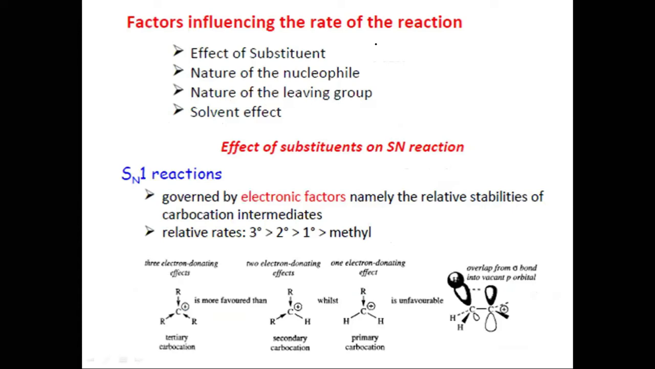Next, coming to the factors which affect the SN1 reaction: the factors influencing the rate of the reaction in SN1 and SN2 are the effect of substituents, the nature of the nucleophile, the nature of the leaving group, and the solvent effect. The effect of substituents in an SN1 reaction is governed by electronic factors, namely the relative stability of the carbocation intermediate. The order of carbocation stability starts from tertiary carbocation, then secondary, then primary, and methyl is the last one.